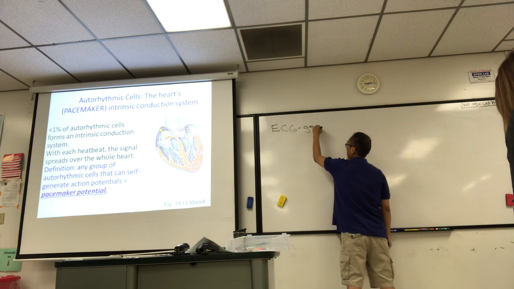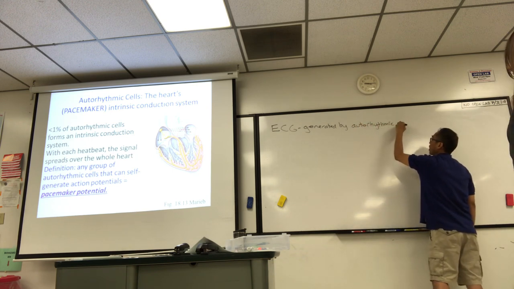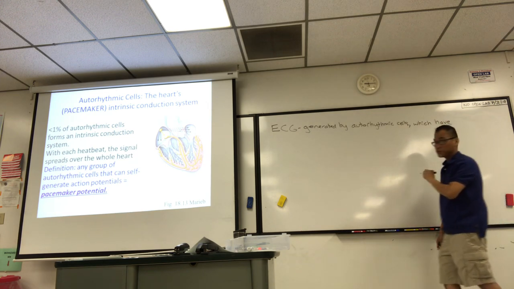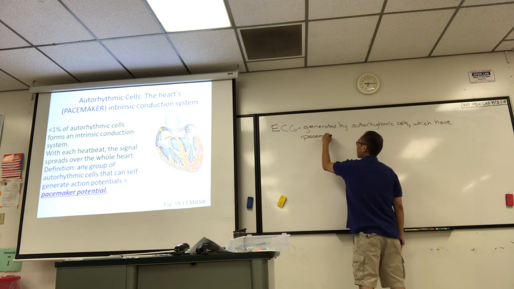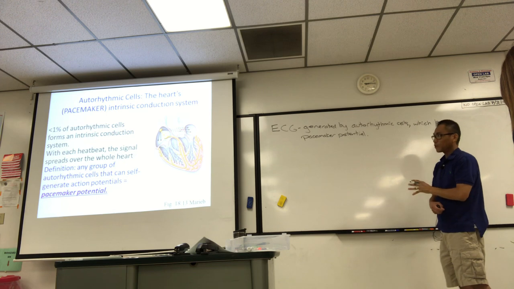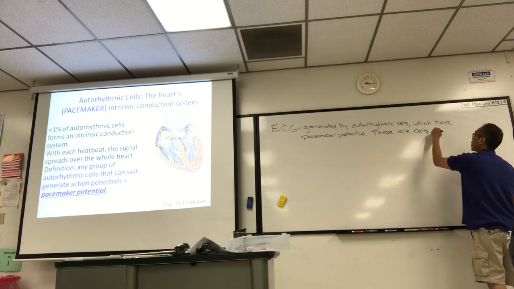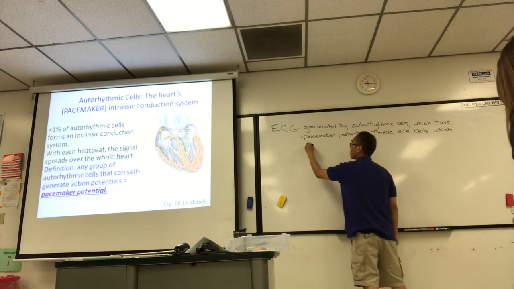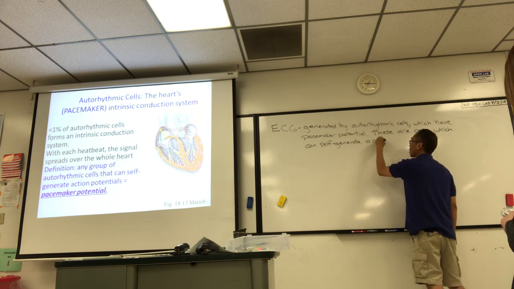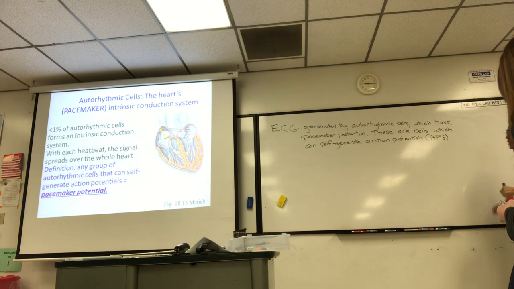ECG, we see it, but it's generated by autorhythmic cells. Have pacemaker potential. Think of it this way. These are cells that can self-generate action potentials. Abbreviate action potentials AP in this lecture.